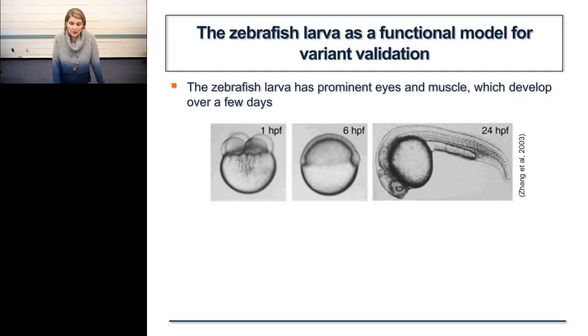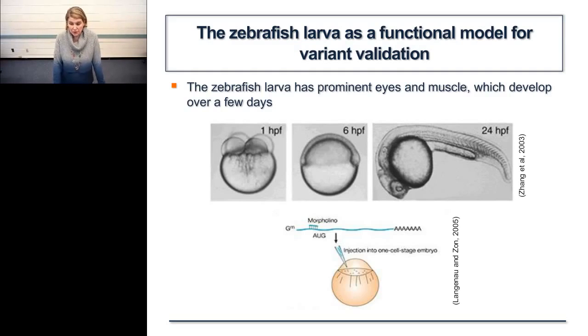At 1 hour, it's 4 cells. At 24 hours, it's this little larva. And you can see at the bottom the eyes, the brain, and the tail, where the muscle is developing. It's fertilized externally, so you can take your eggs at a 1-cell stage, so we only have 1 cell before it divides, and you can inject it with multiple reagents to be able to disrupt your gene of interest. In this case, I'm showing you morpholino oligonucleotides, but of course now you can also do CRISPRs where you modify the genome of the very first cell to obtain a mutant fish.